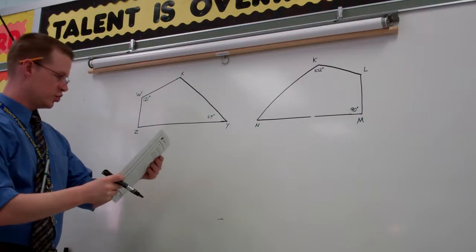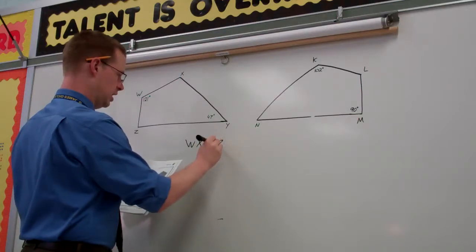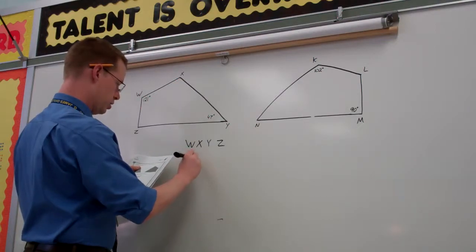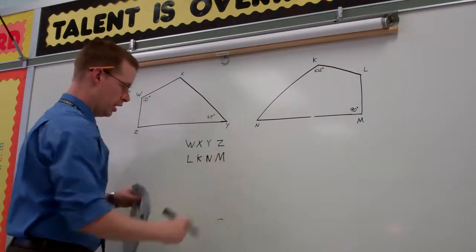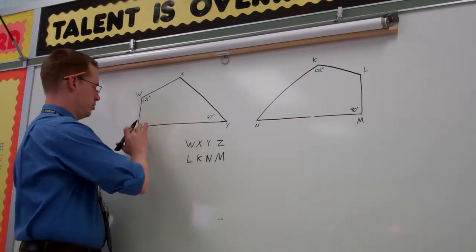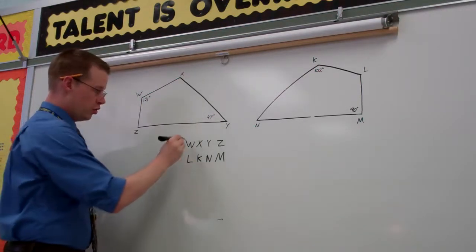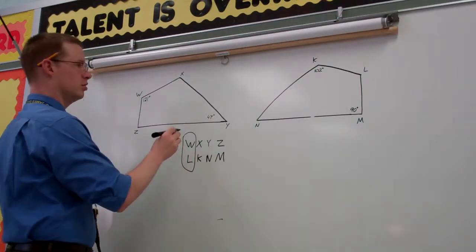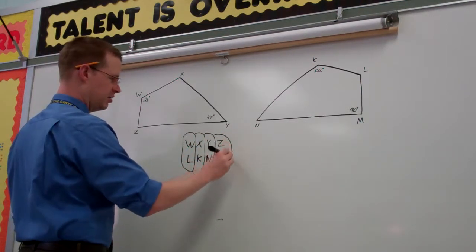Now you see down here it says quadrilateral W, X, Y, Z is congruent to quadrilateral L, K, N, M. I lined those up for a reason. Whenever they're talking about quadrilaterals points and they say they're congruent, if you line them up straight ahead like that, those two are equal. So W is equal to L, X is the same thing as K, Y is the same thing as N, Z is the same thing as M.